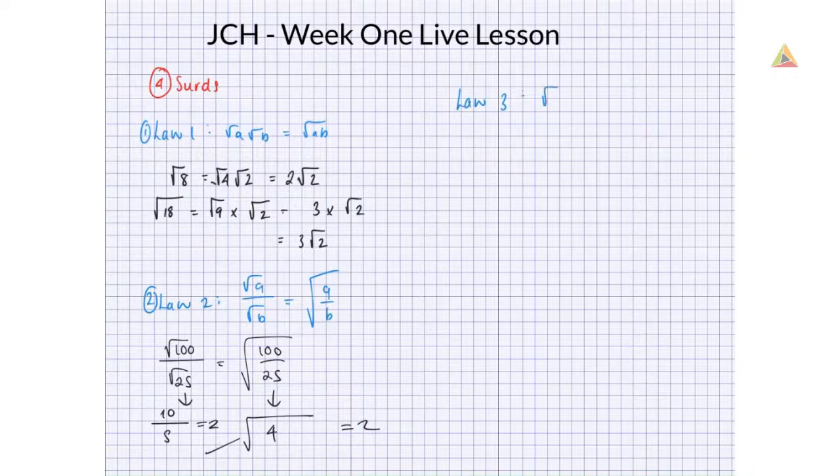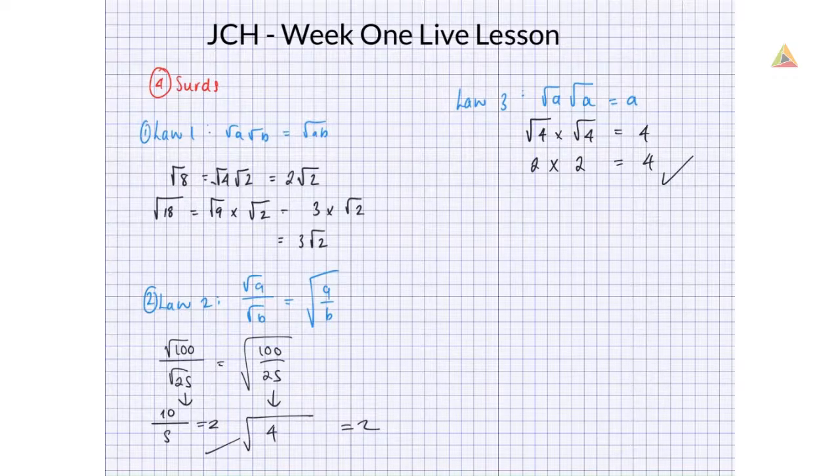So that's going to be root A by root A is equal to A. So for that one, root 4 by root 4 should give you 4. That's what that explains. So root 4 is 2, root 4 is 2, 2 by 2 does equal 4. So that proves law 3.